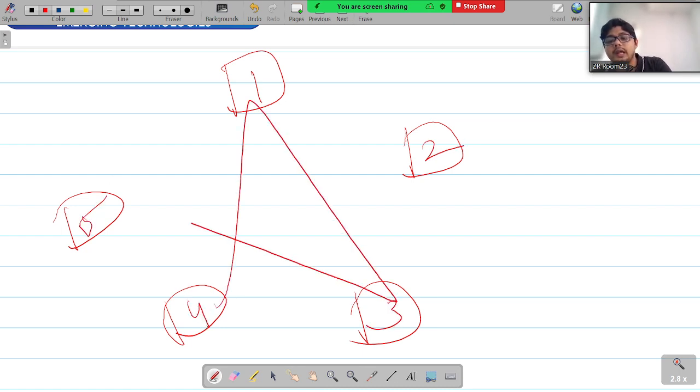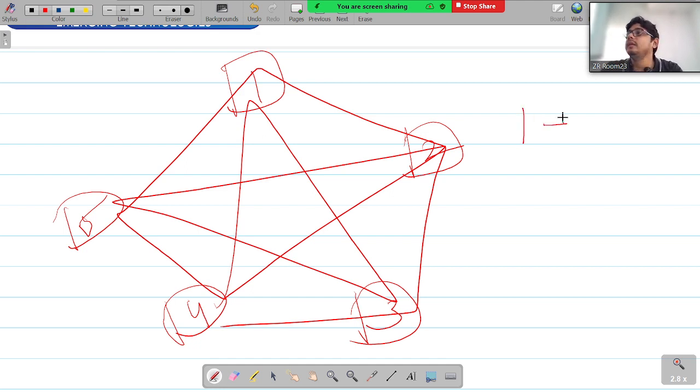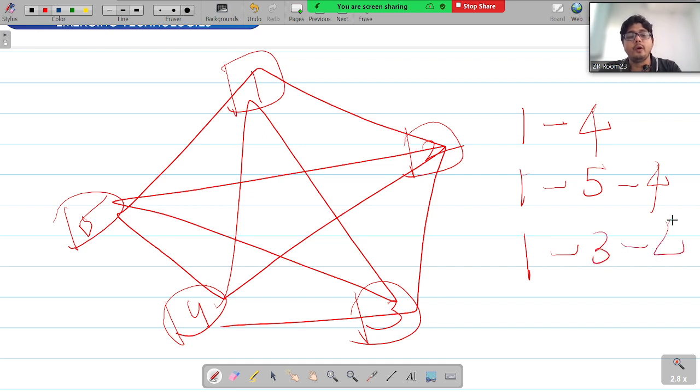See, the grid is drawn like this. Now tell me only two paths. One wants to go to 4. Tell me one path. 1, 4 directly. 1, 5, 4. 1, 3, 4. Are you understood? So there are multiple paths.